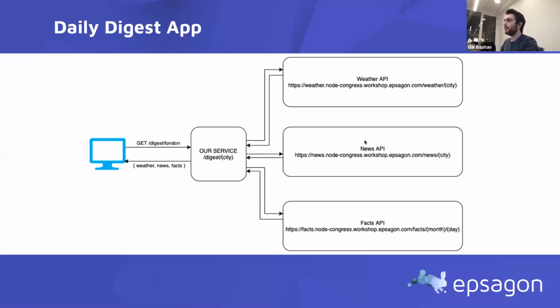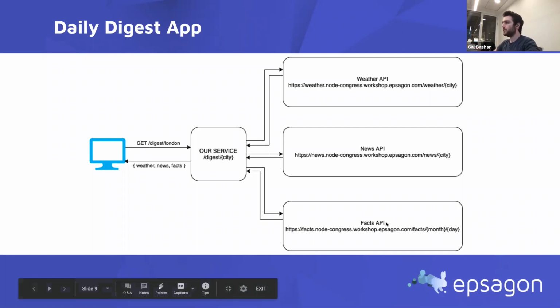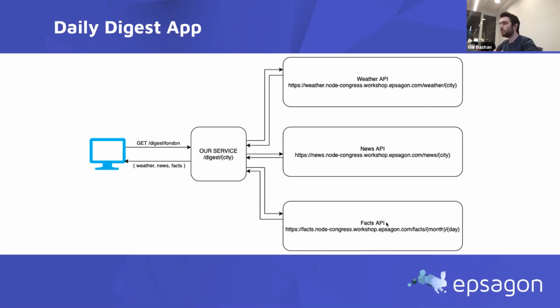Next, we can use the news API. It basically returns news related to the city. And again, the usage is basically making a GET request to this HTTP endpoint and giving the city as a path parameter. And the third one is the facts API, which is not related to a city, but just returns a fun fact that is relevant for today. So you make a request giving a month and a day, and it will give you a fun fact.